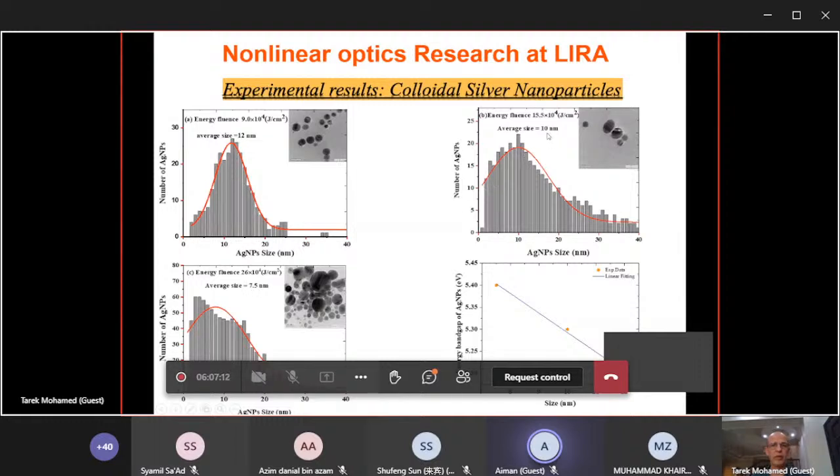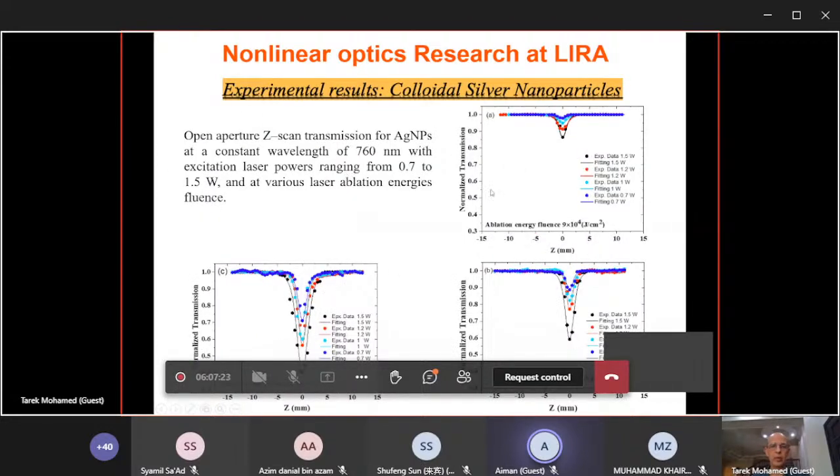We have 10 nanometers as well. By changing the energy fluence, the size of the nanoparticle changes. We took these samples and did nonlinear optical measurements like open aperture here. This is the first sample, at 9 to 4 joule per square centimeter energy fluence. The size of the nanoparticle here is about 12 nanometers, here about 10 nanometers, and here is the smallest one, around 7 nanometers.